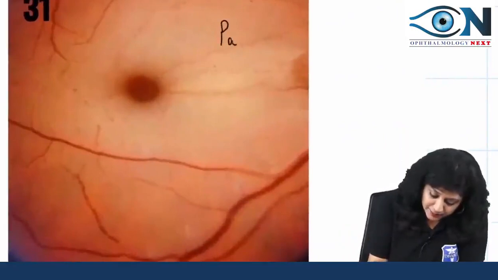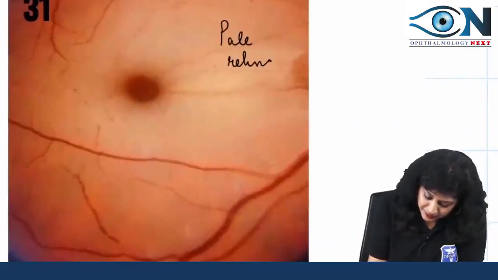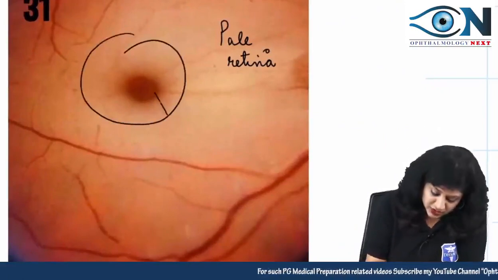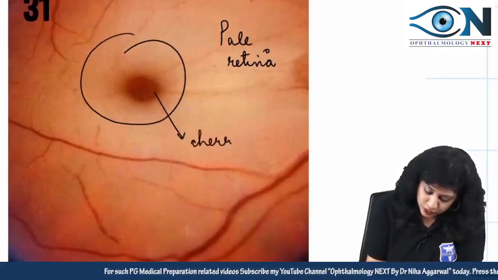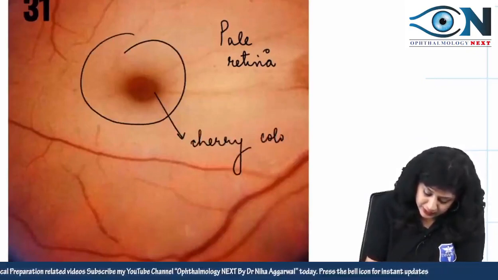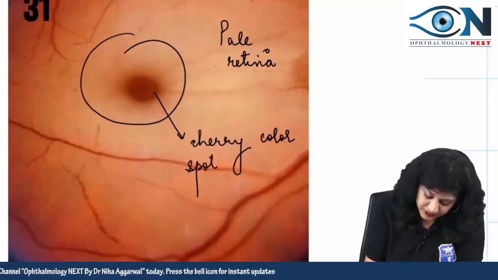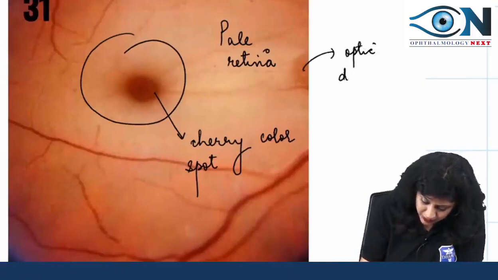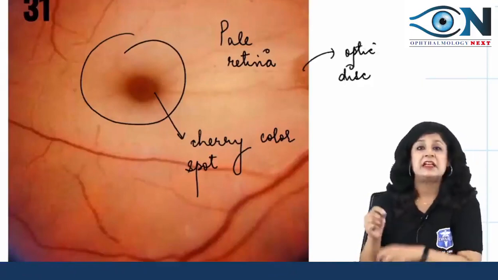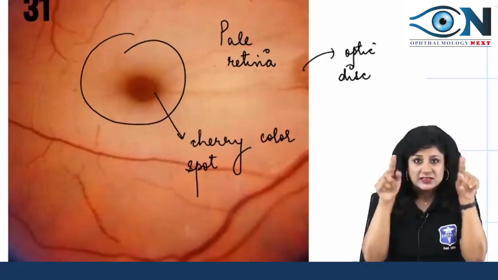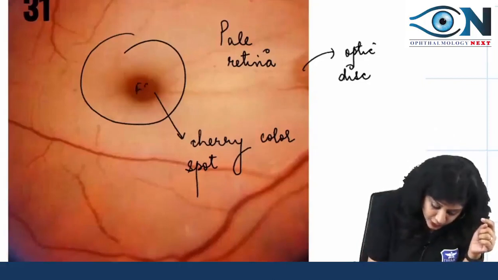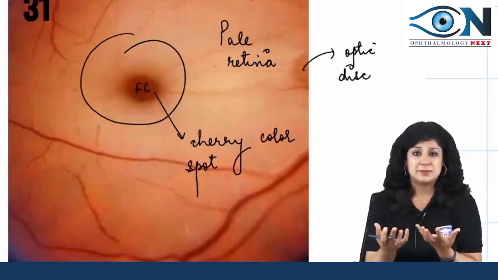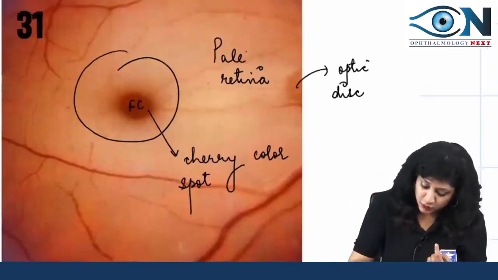This is your pale retina. We are able to see the pale retina here, and here I am able to see a dark spot which is cherry color. So this is the cherry color spot which is seen towards the temporal side, because this is your optic disc. So I am seeing this cherry color spot towards the macula, in the center of macula. This area is your fovea centralis. That means the retina is not getting the blood supply. It is a pale retina. So what could it be?